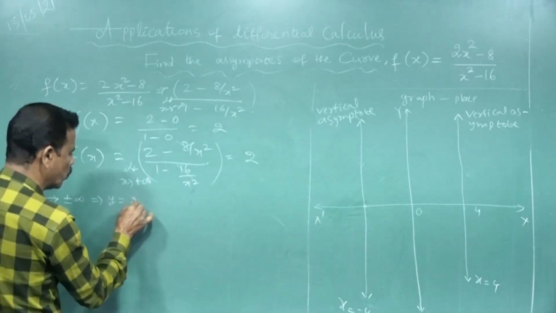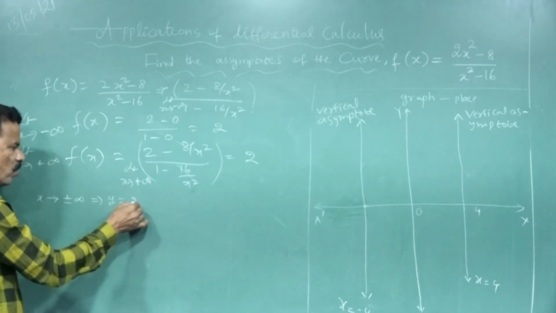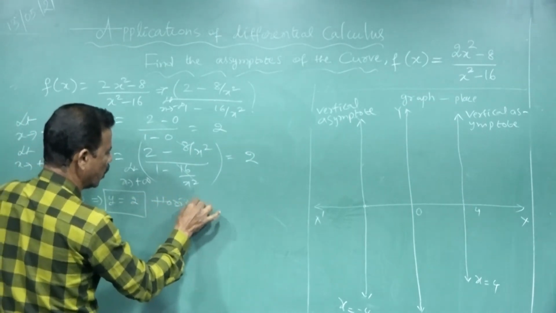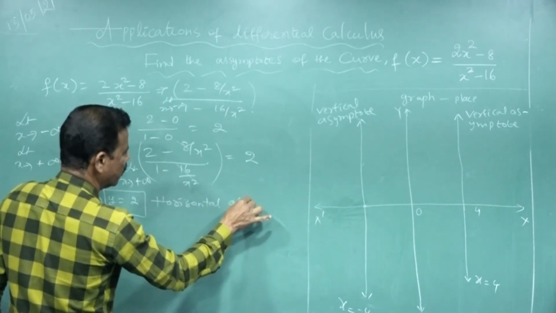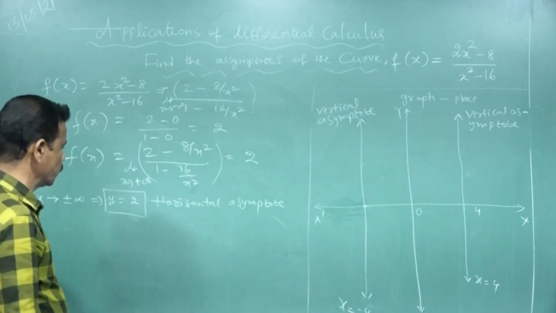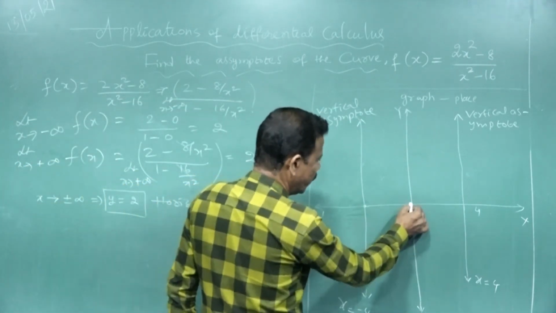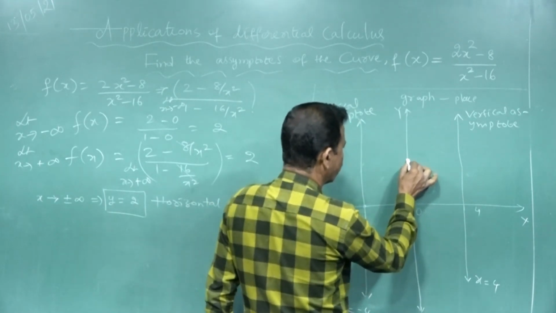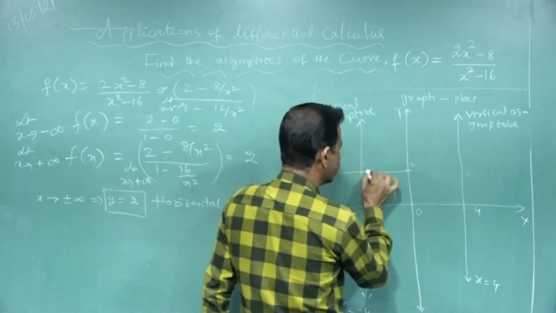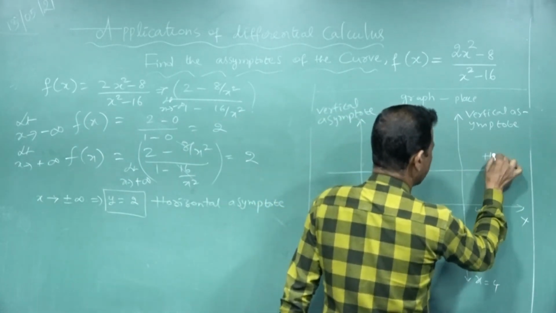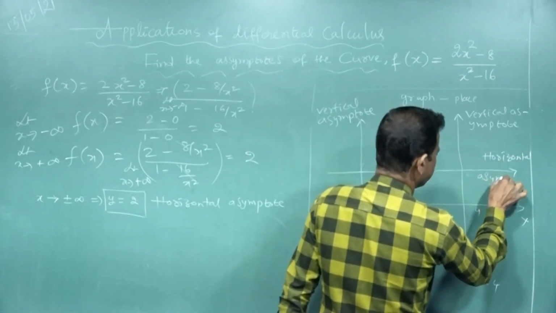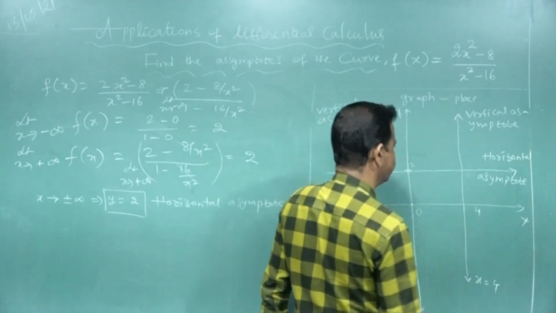That's why y is equal to 2 is an asymptote. This is the horizontal asymptote. So y is equal to 2 means somewhere here, take y is equal to 2. This is y is equal to 2, the horizontal asymptote. This line.